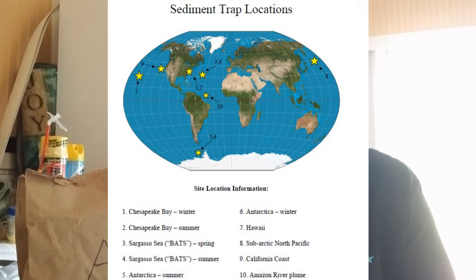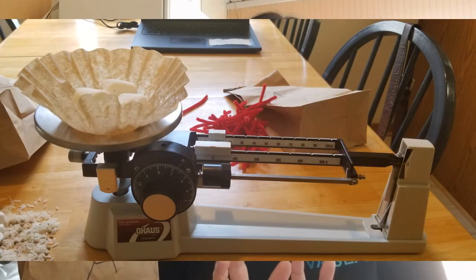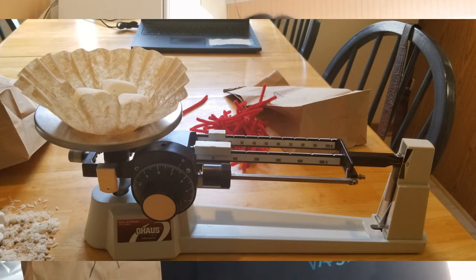Then the students are tasked with sorting out the different fecal pellet shapes and sizes. They count how many of each type they have. They also weigh them on pre-weighed coffee filters on either a triple beam balance or a digital scale or whatever you prefer as far as measuring weights goes. They record this data on a data sheet that they turn in as a group.